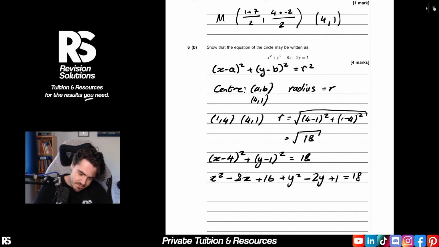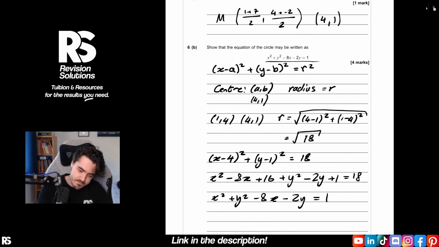And if we simply collect all the terms now, we do have an x squared and a y squared. We have our minus 8x and our minus 2y. And then collecting the constant terms, on this side we have plus 17. So if we bring that over to the right-hand side, subtracting, 18 minus 17 is just going to be the 1, which is the result they asked for.